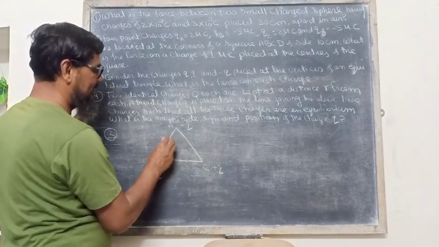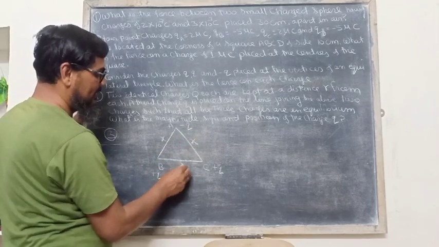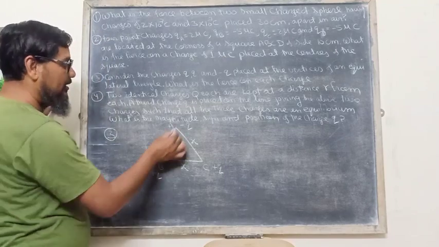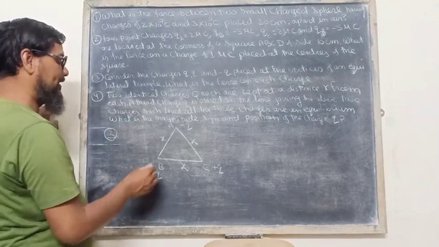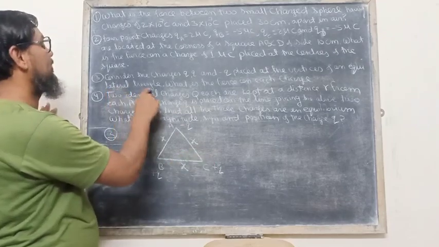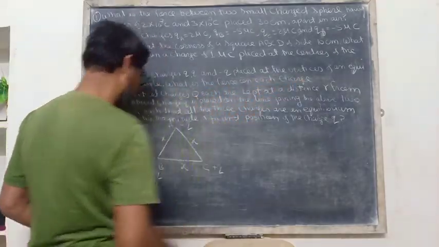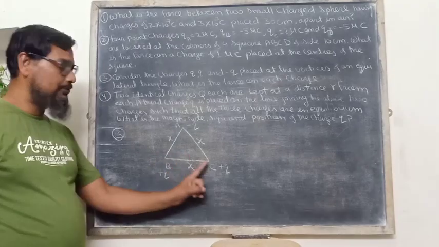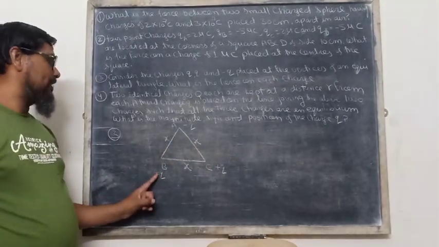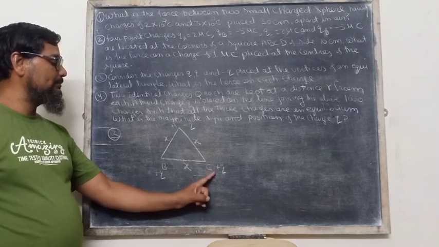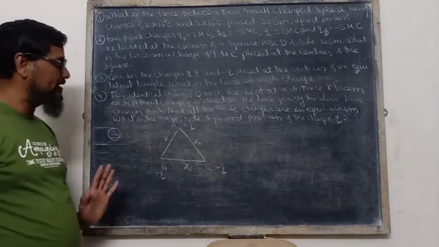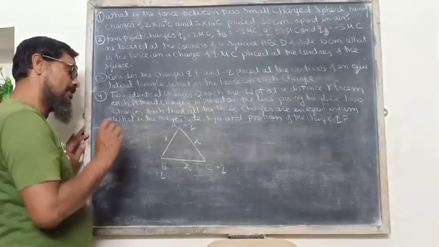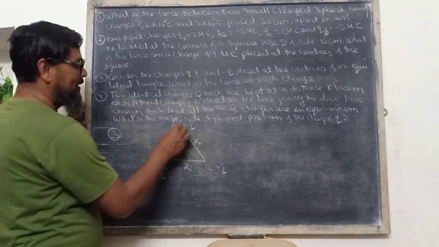And we can consider this distance is x, x and x. The question asks what is the force on each charge. It means we have to calculate the Coulomb force at point A due to these 2 charges, at point B on plus Q charge due to these 2 charges, minus Q and plus Q, and at point C on plus Q charge due to minus Q and plus Q charge. First of all, we consider the point A.